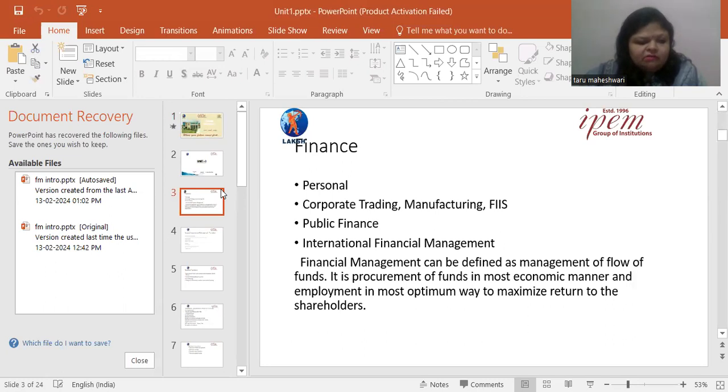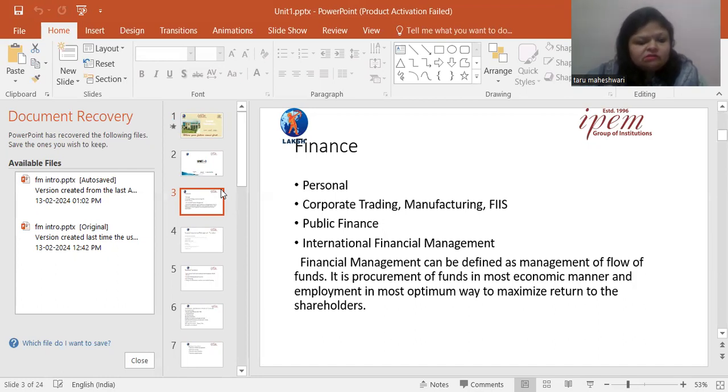The second type of finance is corporate finance. Corporate finance is related to the management of funds by companies. A company can be a trading concern or a manufacturing concern. A trading concern is just the buying and selling of products, and in a manufacturing concern, the companies produce the goods. So both have the area to manage finance, but the scope is different.